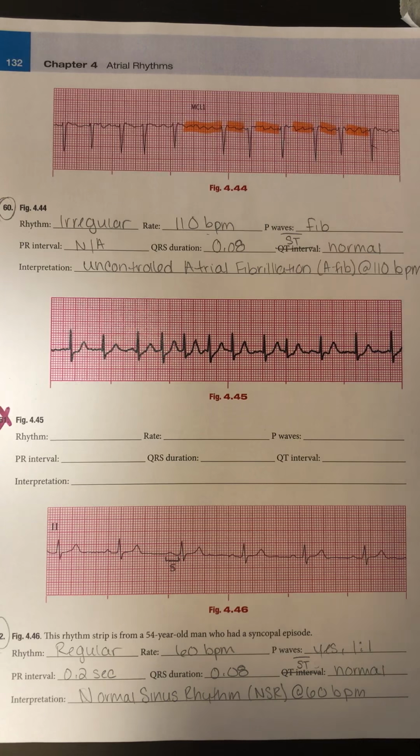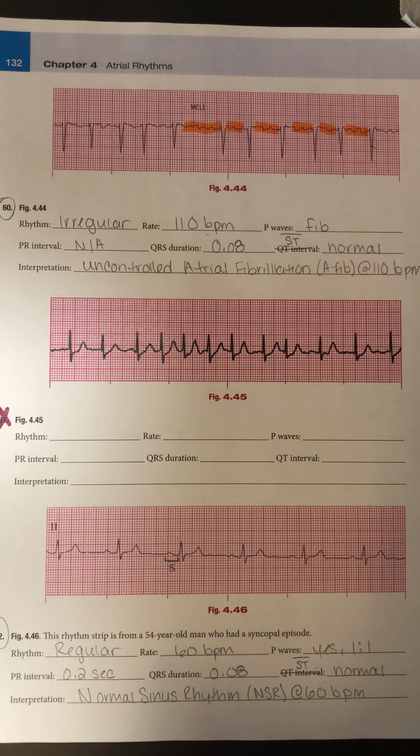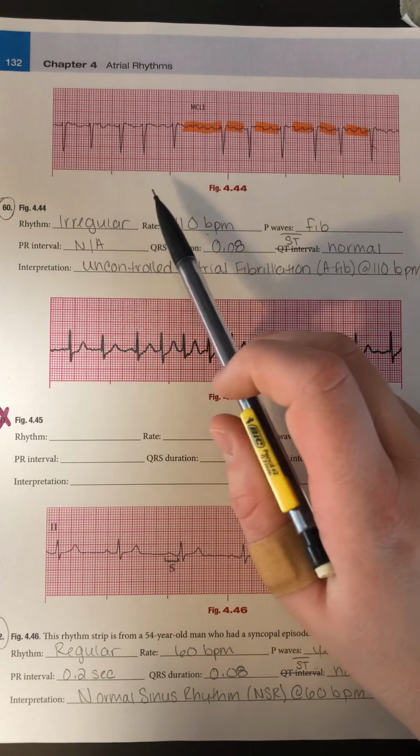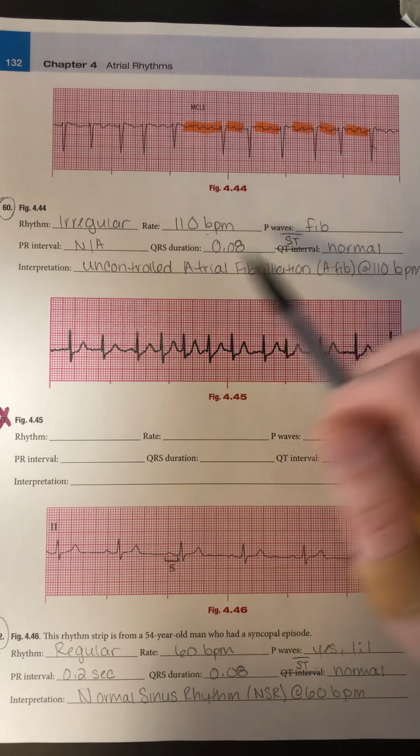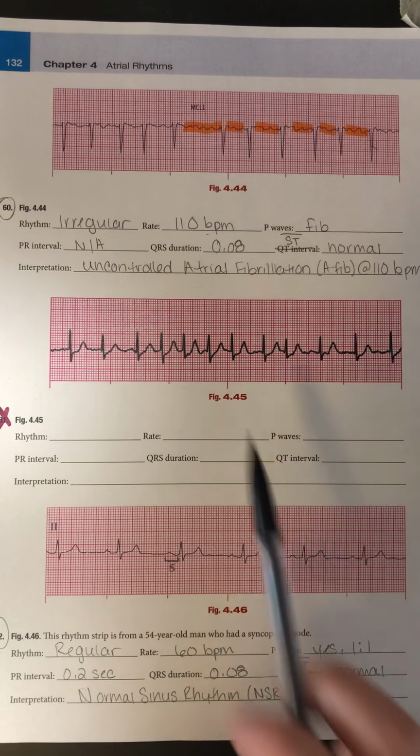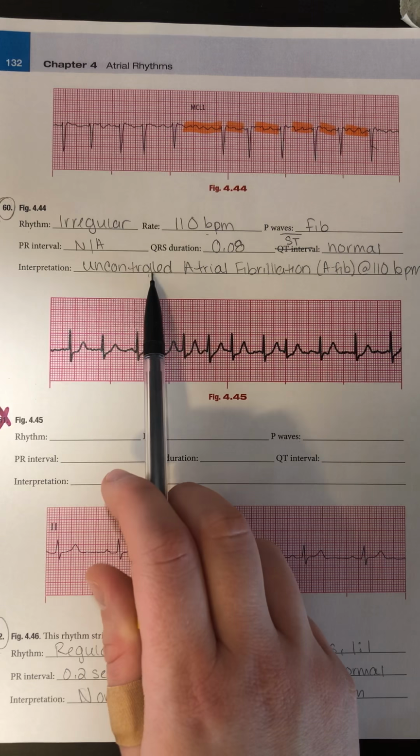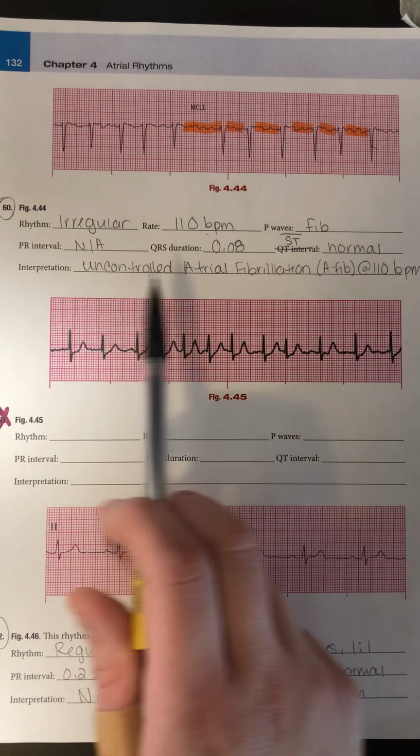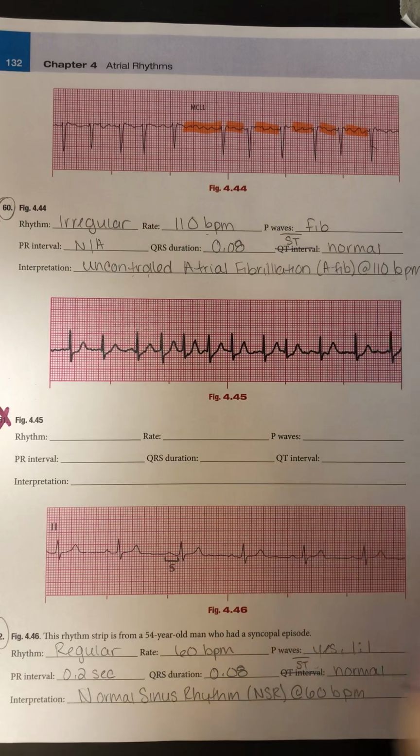My ST segment is normal, my QRS is narrow, and I can't get a PR interval because I don't have any defined P waves. So because it's irregular, it's narrow, and I have those fib waves, we're going to go with atrial fibrillation. It is uncontrolled because my rate is over 100, so uncontrolled AFib at 110 beats per minute.